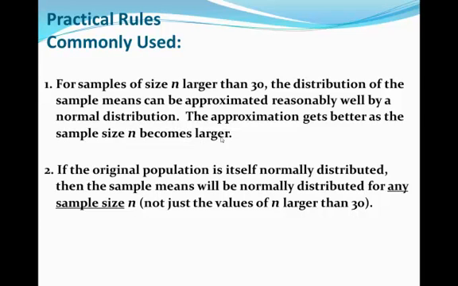So practical rules commonly used in statistics. First one is for samples of size n larger than 30, the distribution of the sample means could be approximated reasonably well by a normal distribution. The approximation gets better as the sample size n becomes larger. So the larger the sample size, the better the approximation is. So if the original population is itself normally distributed, then the sample means will be normally distributed for any sample size n. So if either one of these is true, then central limit theorem applies here.